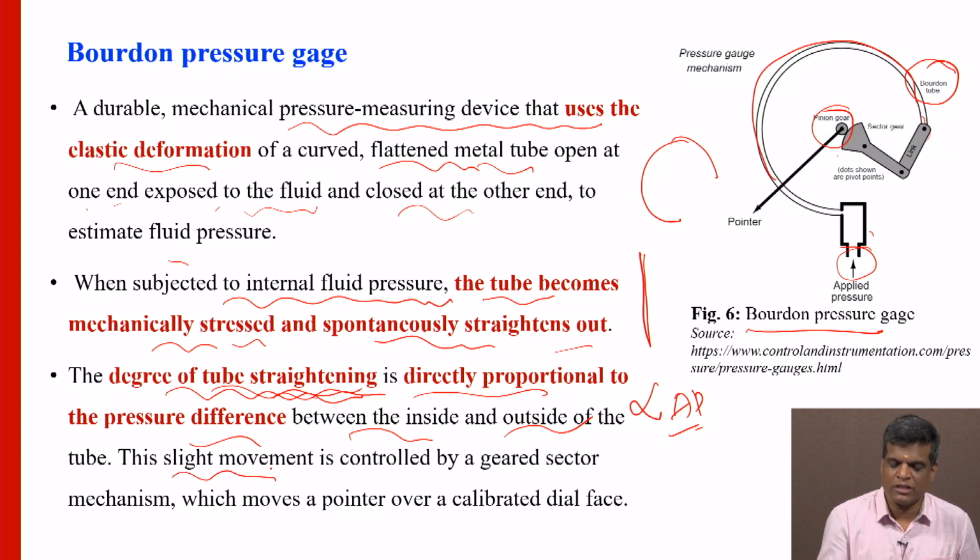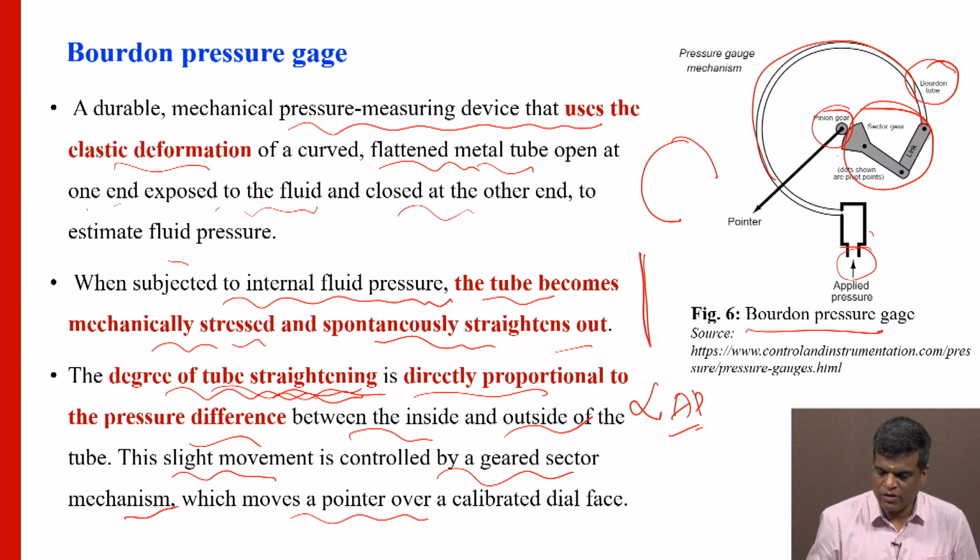The slide movement is controlled by the geared sector here. The geared sector mechanism is there, which moves the pointer to the calibrated scale. So this we call a Bourdon gauge pressure. We will always use it for pressure measurement.